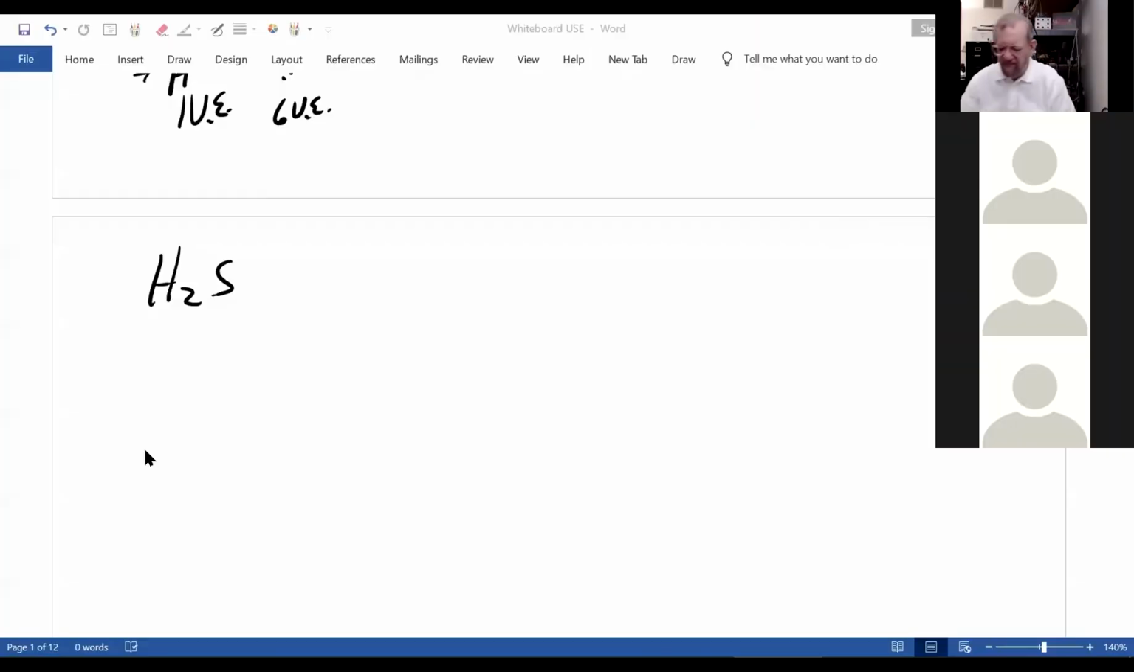Now, why don't you draw the Lewis structure for hydrogen sulfide. Hydrogen has one valence electron. Sulfur has six valence electrons. And your turn. Hint, sulfur has to be in the middle.